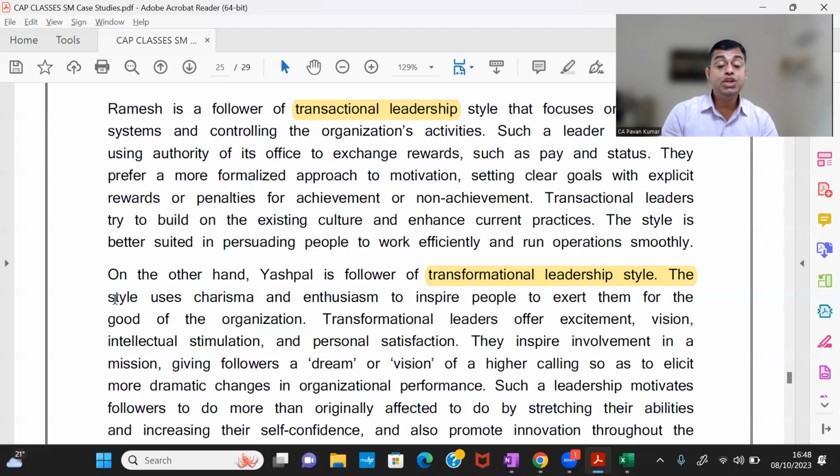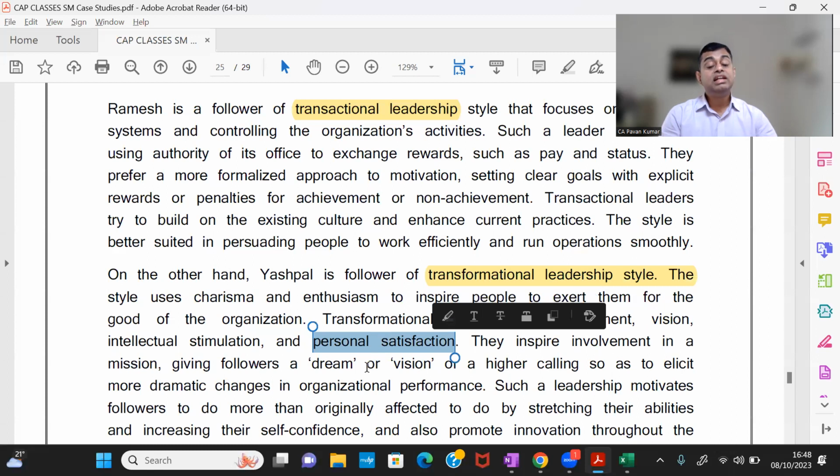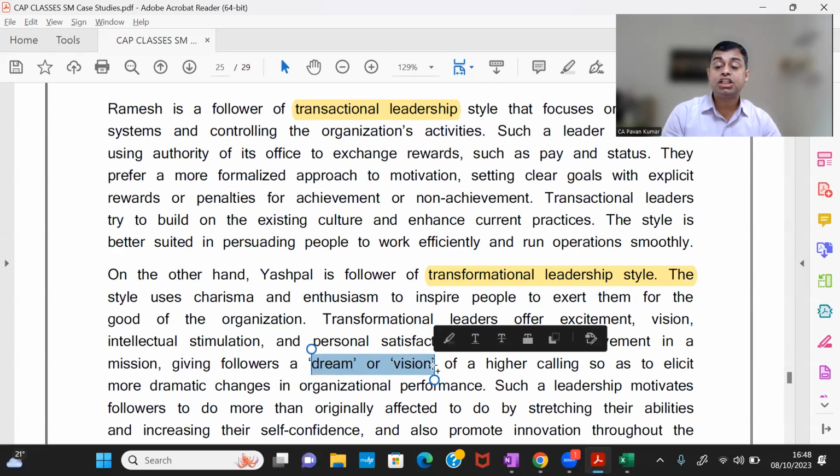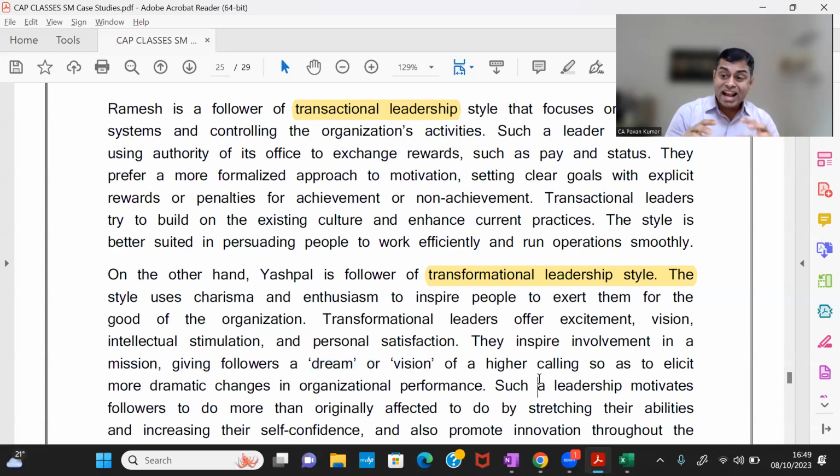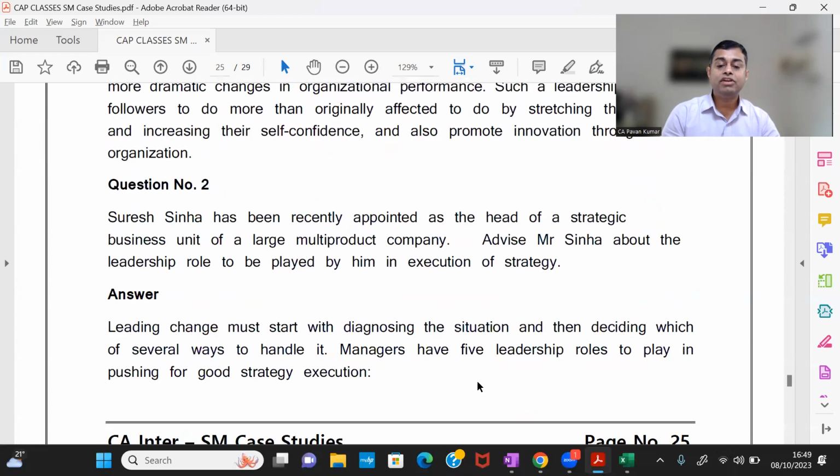Now, this guy uses his charisma and enthusiasm to inspire people, to get the best out of them. So they bring excitement, vision, intellectual stimulation, and personal satisfaction. They will share their dreams and visions with you so that you will be excited to work under them. You'll be excited to work. You understand? So shall we go to the next question?